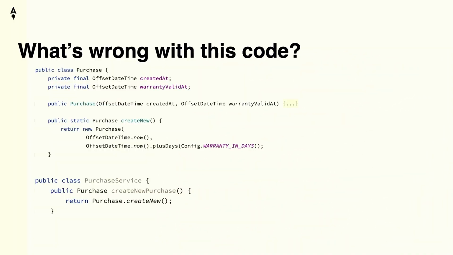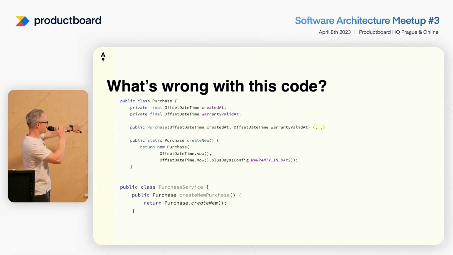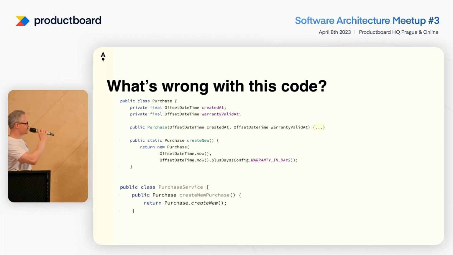My favorite one, hidden dependencies. Okay, I got a class like purchase, so there's a few fields, and there is a static method, create new one, just like for the purpose how the new one could be created. And if you see how this method is being called, what's wrong there?